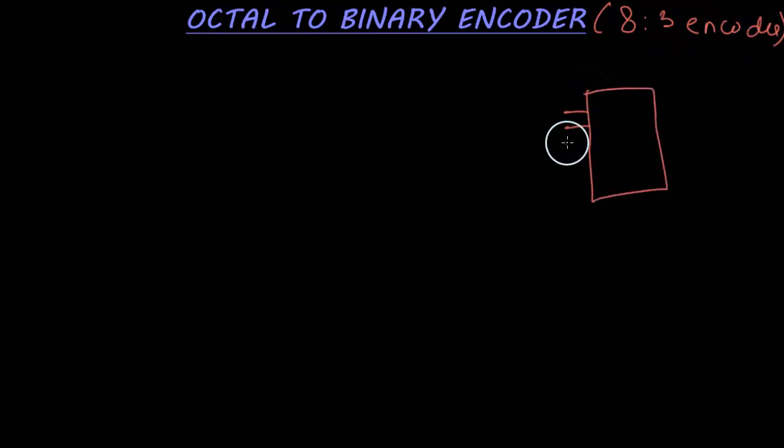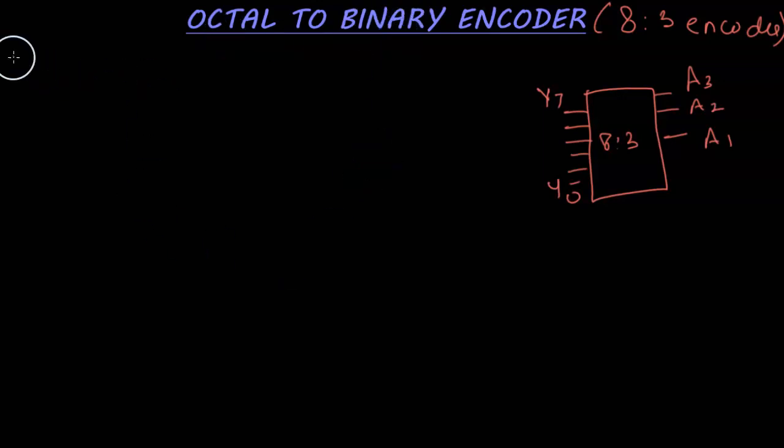Let's move on to another type of encoder, which is called the octal to binary encoder. I know the name sounds scary, octal to binary encoder, but it is actually just an 8:3 encoder. So if you have an 8:3 encoder, that means we have 8 inputs and 3 outputs. So A2, A1, A0 are my outputs and Y7 to Y0 are my inputs. That means 8 inputs for the 8 bits of an octal to binary encoder.